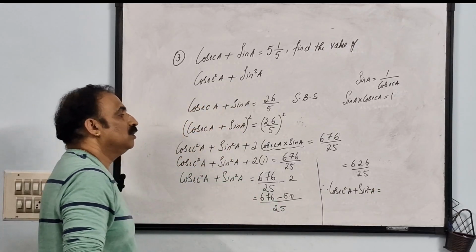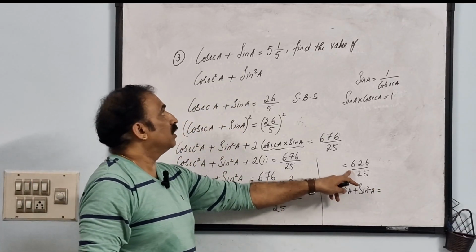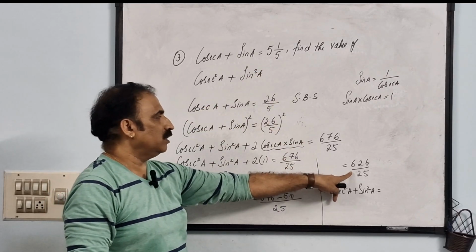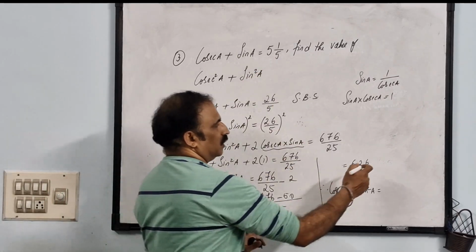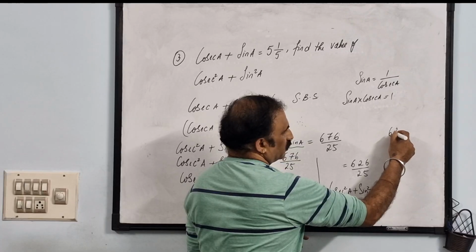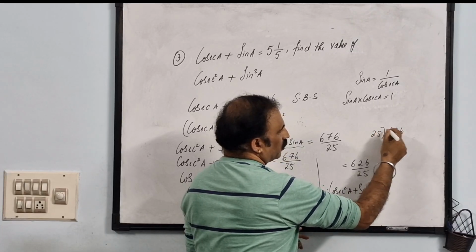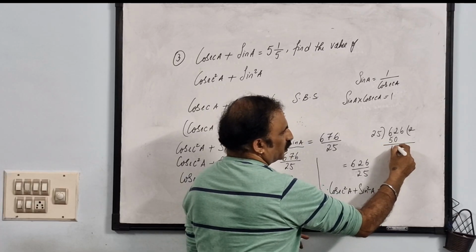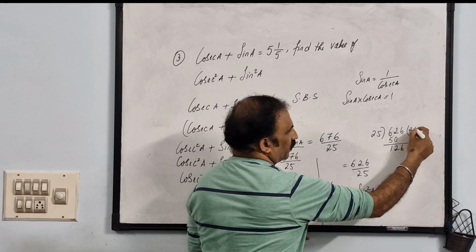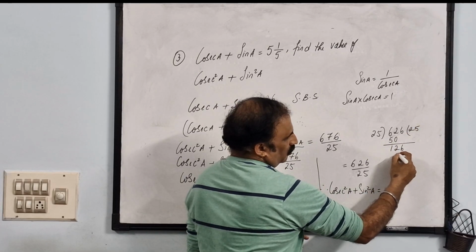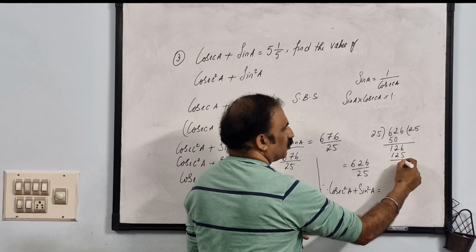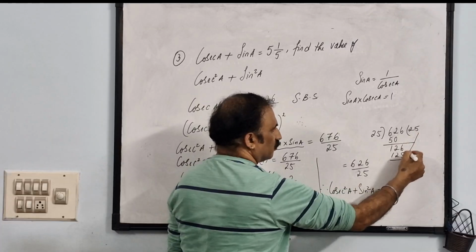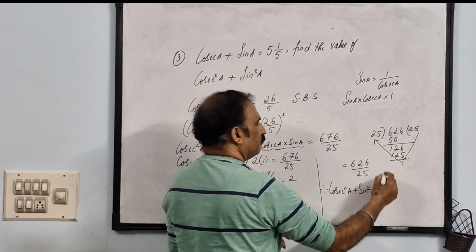Now you can keep the answer as it is, but here the question is given in mixed fraction. So I have to convert that into mixed fraction and then get to the answer. So divide 626 by 25. 25 2s are 50. Remainder is going to be 12 and 6. 25 5s are 125. Remainder is going to be 1. Now writing in mixed fraction, 25 1 by 25. So 25 1 by 25.